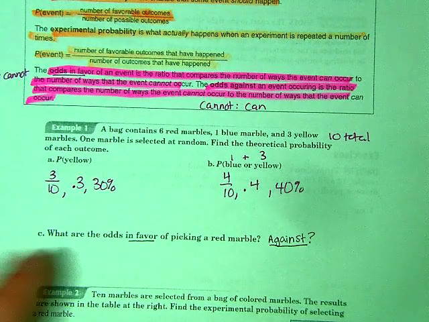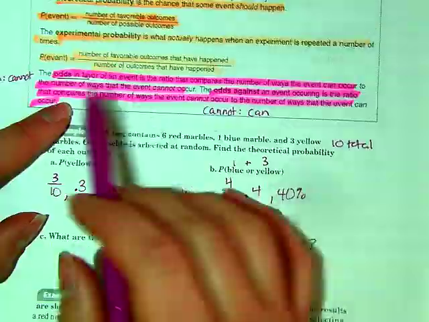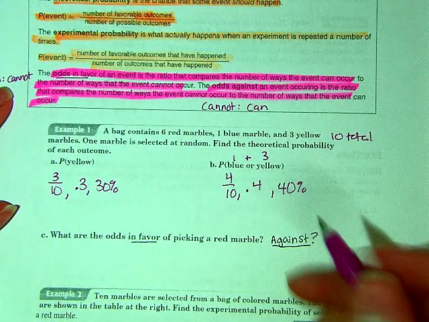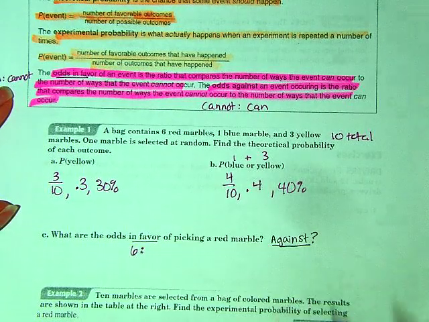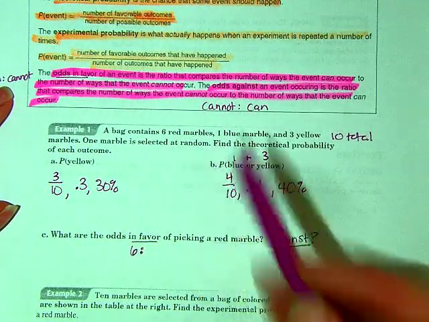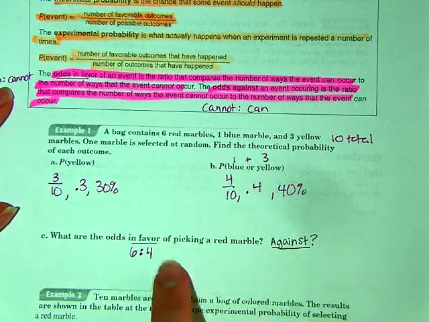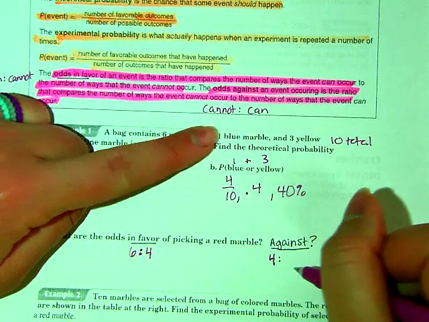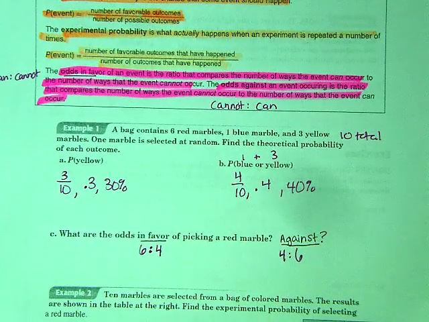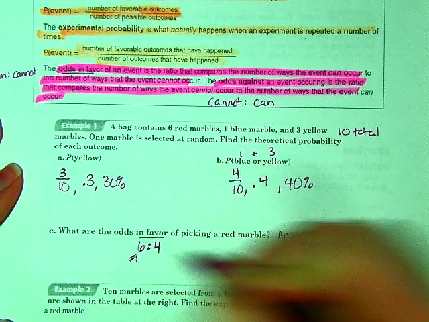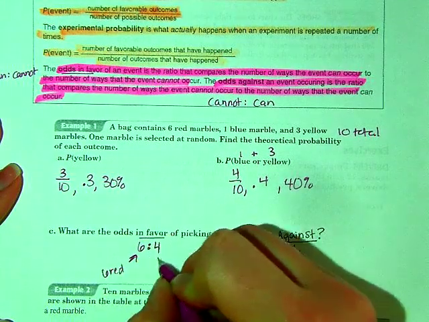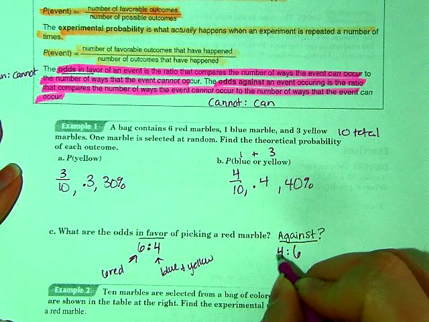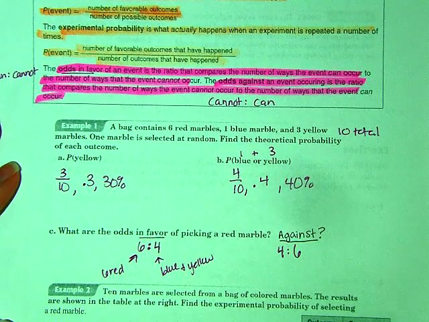What are the odds in favor of picking a red marble? So in favor, so how many can we get? Red, red, red. That'd be 6. Against, how many that cannot? So we cannot get 4 of them, 6 to 4. Against it, so cannot occur. There are 4 ways it cannot occur, 6 ways that it can occur. So those are like reciprocals of each other. This is the 6 red, and this is the blue and yellow. So it can occur to cannot. Cannot occur to can.